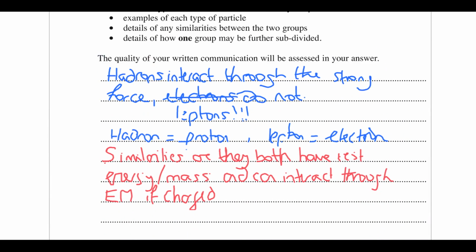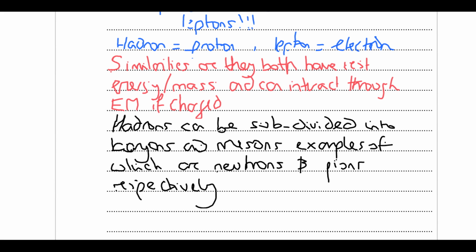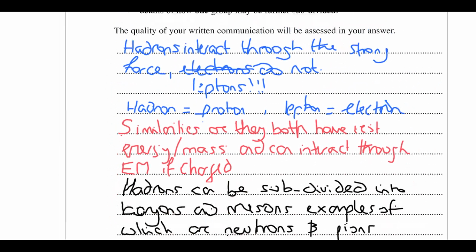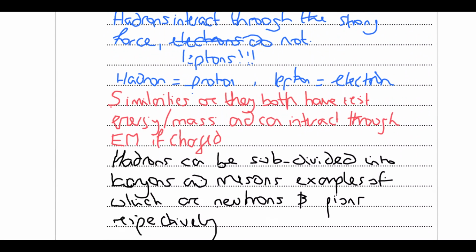And it wants us how we can subdivide them. So let's go with the hadrons. So hadrons can be split into baryons and mesons. That's a split. Leptons in theory can be split into 1st, 2nd and 3rd generation, but that's not really part of the course, so that's not going to be what they're looking for in the answer. So hadrons are subdivided into baryons and mesons. An example of a baryon is a neutron, and an example of a meson are pions. It mentioned earlier to give examples of stuff, so since we've subdivided, we might as well give examples of those as well.